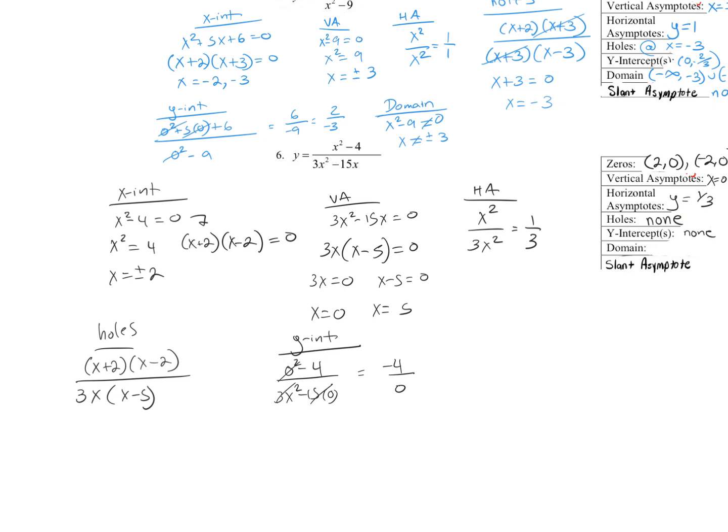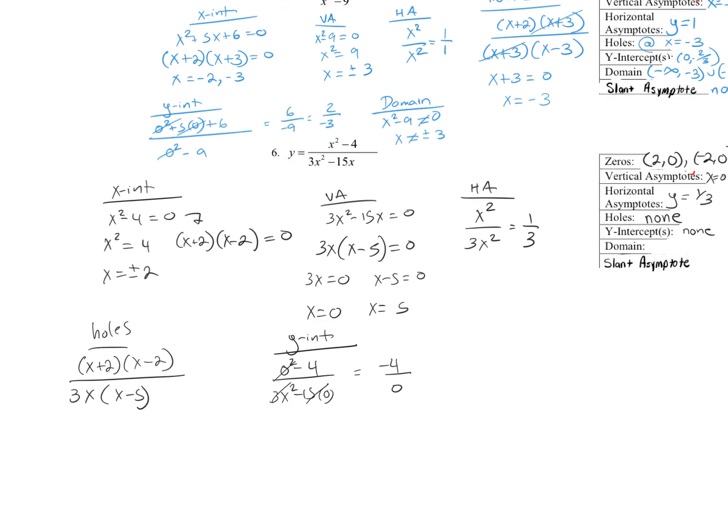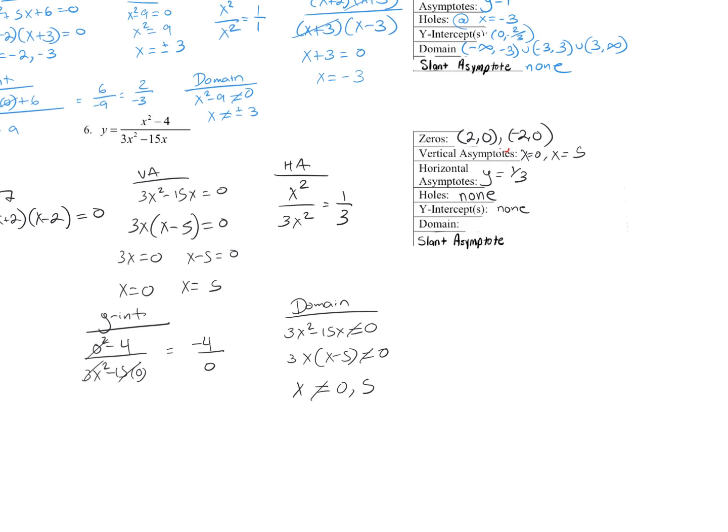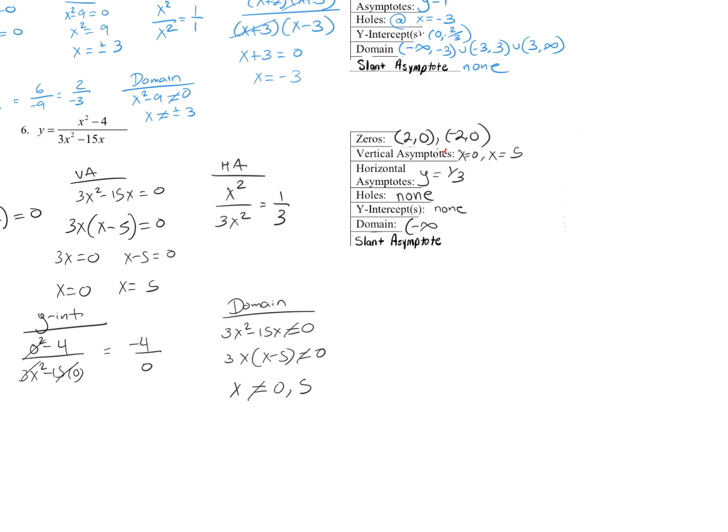And then we have the domain. Let's figure it out. So the domain is based on the denominator. So it's going to be 3x squared minus 15x cannot equal 0. We factor that to 3x, x minus 5 cannot equal 0. So our x cannot equal 0 or positive 5. So we go ahead and write the domain as negative infinity to 0, union 0 to 5, union 5 to infinity.